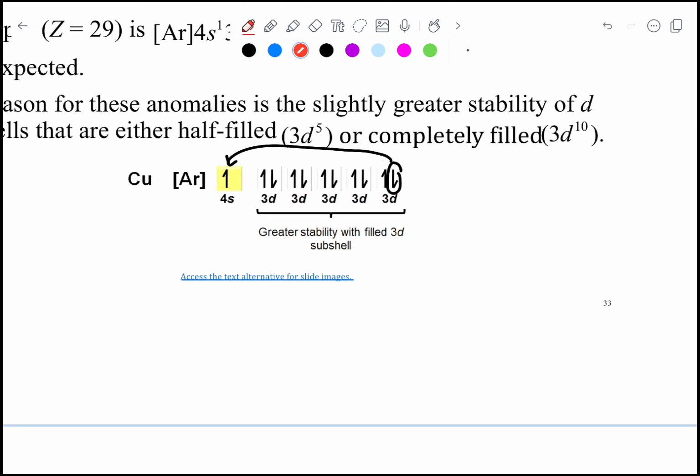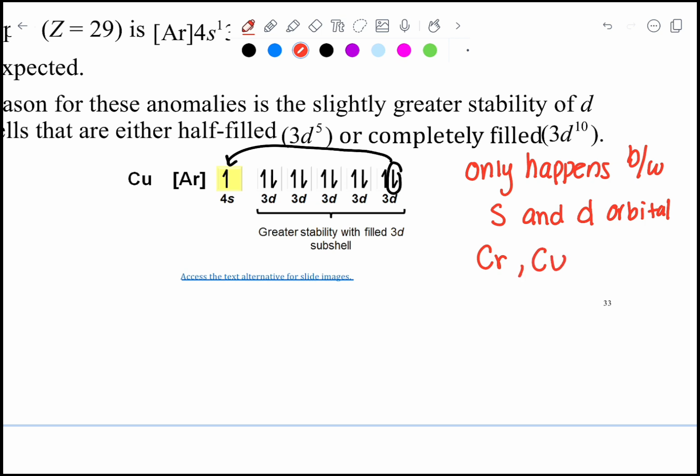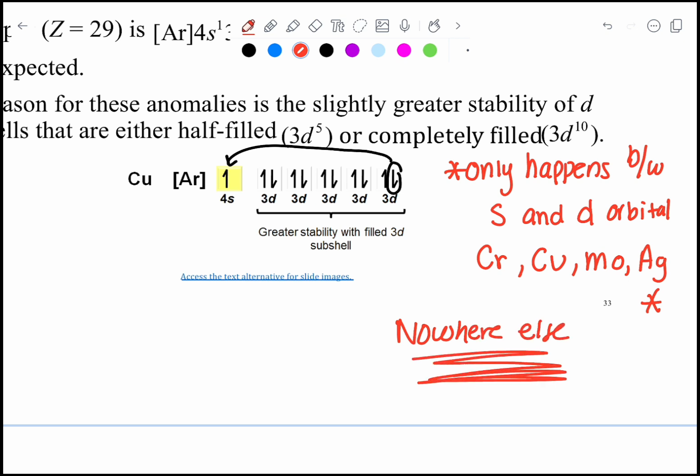Now I want to point out that this only happens between the s and d orbitals in chromium, copper, molybdenum, and silver. Oops. Molybdenum, Mo, and silver, Ag. It does not happen anywhere else on the periodic table. Very important. It's not like an s electron is going to move up to a p orbital. They're too far apart in energy.